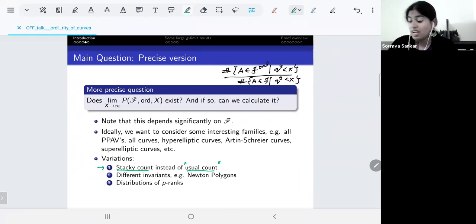And then, of course, you can ask about different invariants. You can ask about how Newton polygons behave, or some other kinds of Ekedahl-Oort strata, and so on and so forth. You can also ask about the distributions of p-ranks, right? So instead of just doing ordinary, you can ask about some other p-rank. Okay, so there are a lot of variations, but for today, we'll just stick to this.